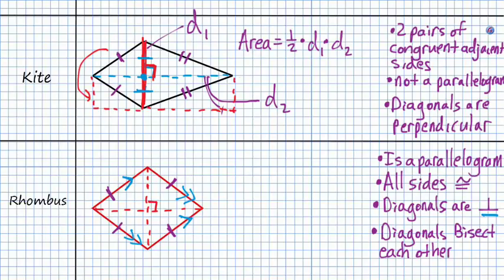So what we'll see is that if we have this diagonal here, these will be congruent because they're being bisected. And then along this diagonal and here, these two segments will be congruent as well.